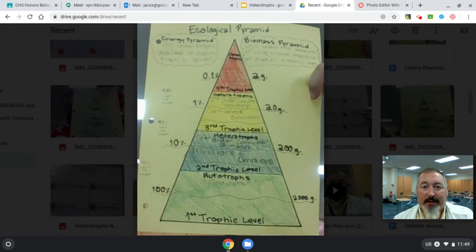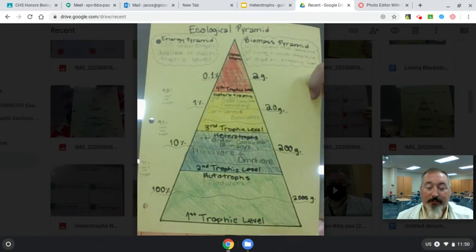Once again, if this is going faster than you can write, I ask that you push pause and write that down. And if you can't read something on here, it's okay. I will be saying each piece and each part. All right, so the ecological pyramid is going to be at the very top. The ecological pyramid is focused on trophic levels and how energy is passed up each trophic level.